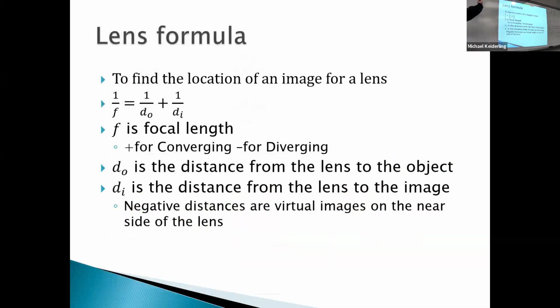So the lens formula. There's 1 over focal length equals 1 over.